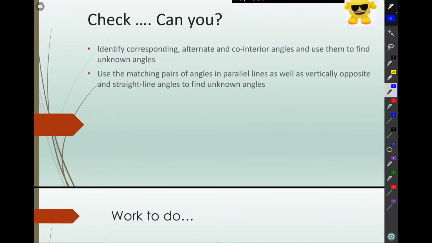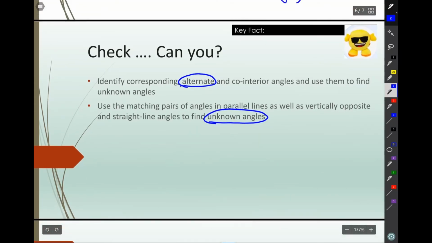Now, we have added alternate angles to our toolkit that we can use to find unknown angles. You're going to have a couple of questions to do now to practice this skill, and then once those are done, we'll move on to the next type of angles, which is co-interior.